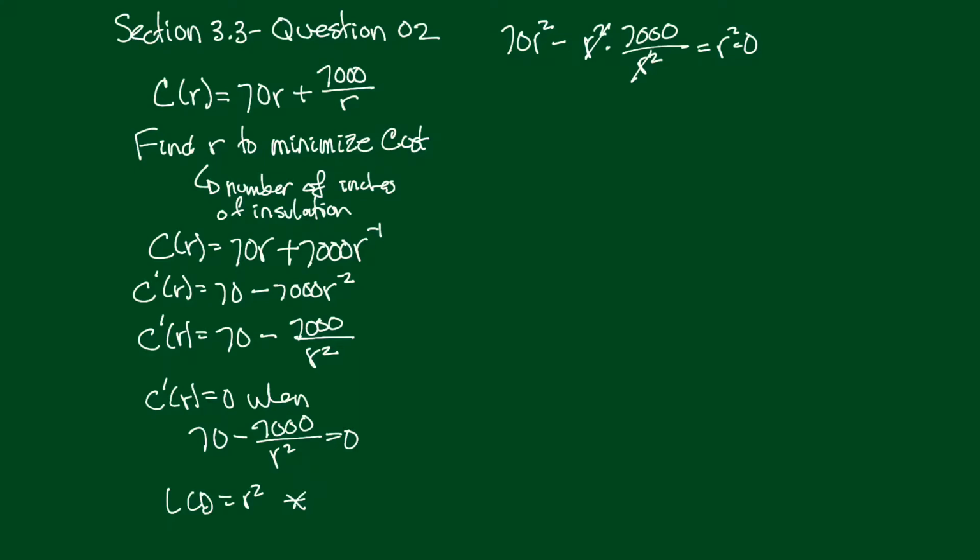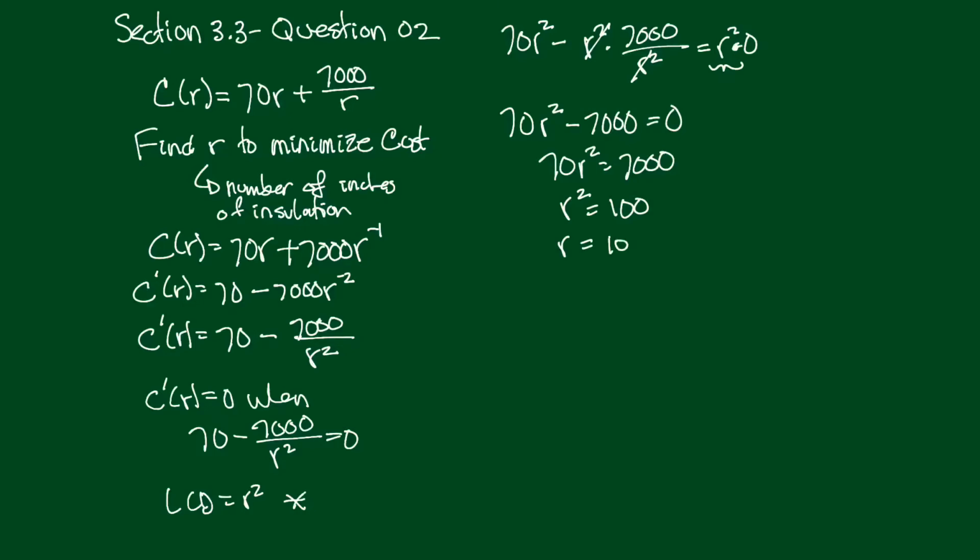So the first thing I see is that these r squareds are going to cancel. And then we are left with 70r squared minus 7,000, that's equal to r squared times 0, which is 0. So 70r squared equals 7,000. Let's divide by 70. r squared is equal to 100, from which we get r equals 10 and negative 10 as solutions to the equation, but the negative 10 doesn't work here because this is the radius of some insulation. So we're going to claim now that the radius should be 10.